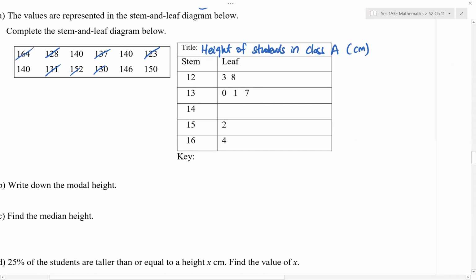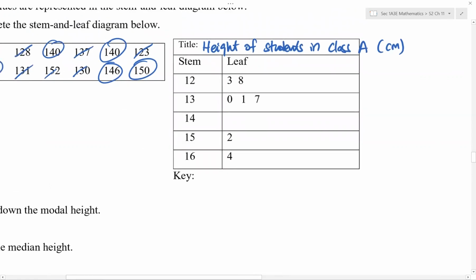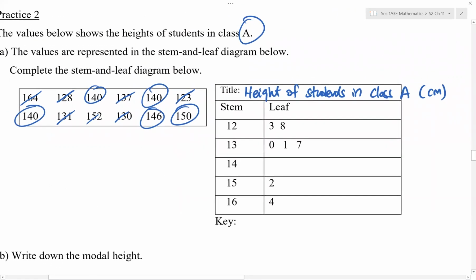So now we have some other heights that were not found in the stem and leaf diagram, and we have to fill them in. Out of all these, the smallest value is our 140 cm, and there are 3 of them. So this being our stem, 1, 4, the final digit is 0. Next, we have another 140, another 140. Now we have 146. So put a 6 here. And next we have our 150.